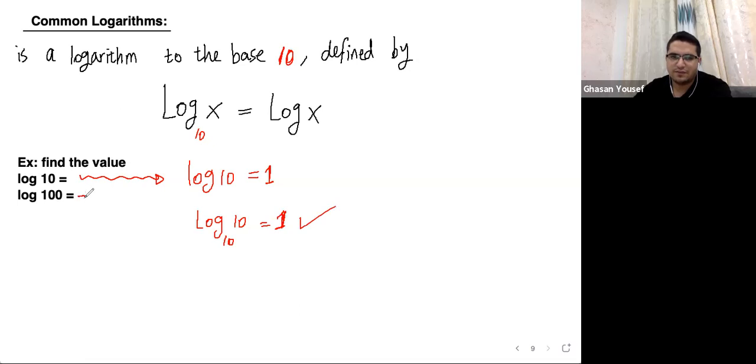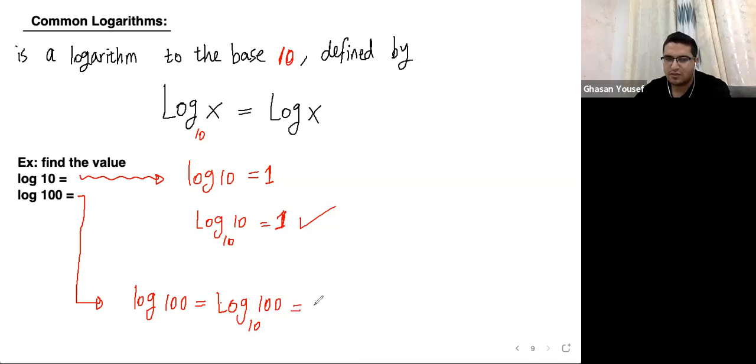For the second one, what is log 100? It is 2. Yes, this is correct, because this is the same as log 100 to the base 10. You have to ask yourself, 10 to which power gives me 100? It is 2. So 10 to the power 2 gives me 100. So the answer is 2, and the first one equals 1.